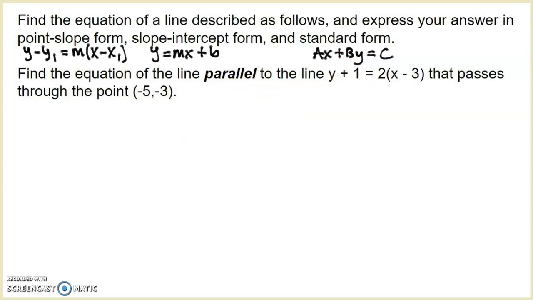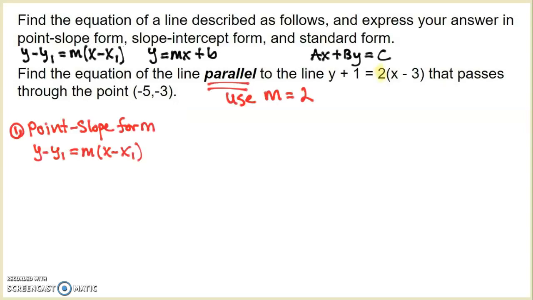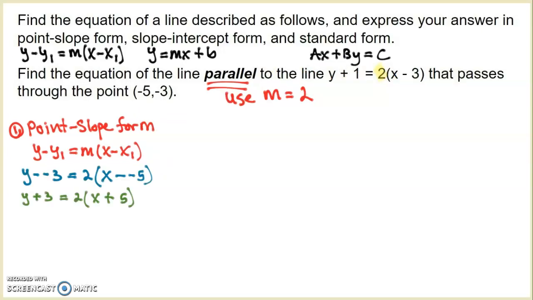So in order to do that, we know that parallel lines have the same slope. That means that if I want to write these three equations so that they are parallel to this equation, which is in point-slope form, I'm going to use the slope of 2 that they give me. But I'm going to use this point as well. So in my point-slope form, I'm using the slope of 2, and I'm using this point to set this up. And so this is how it will look if I set it up.